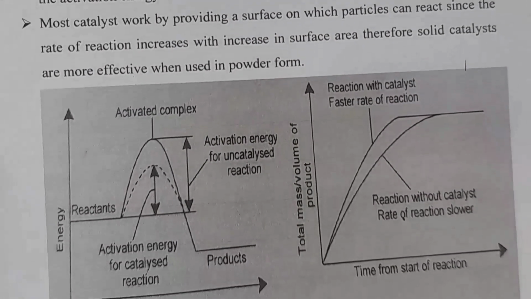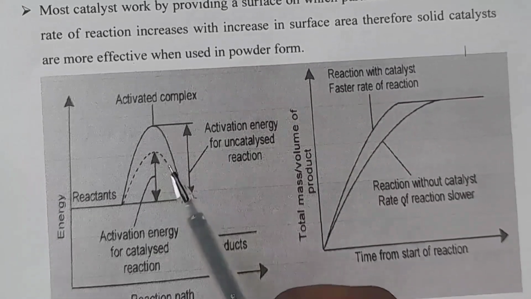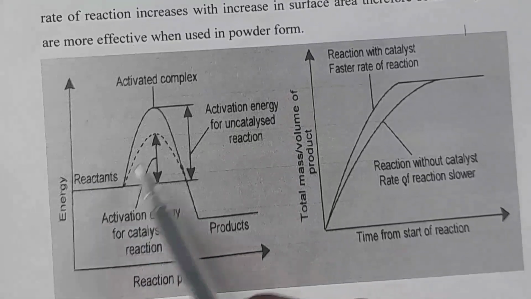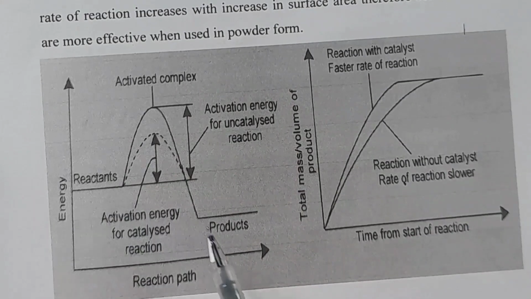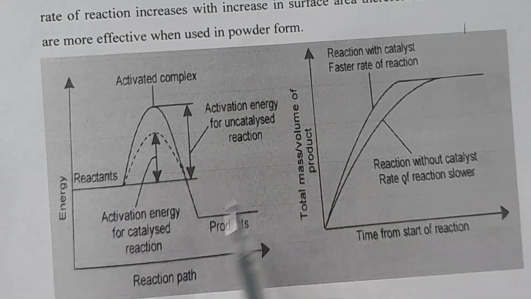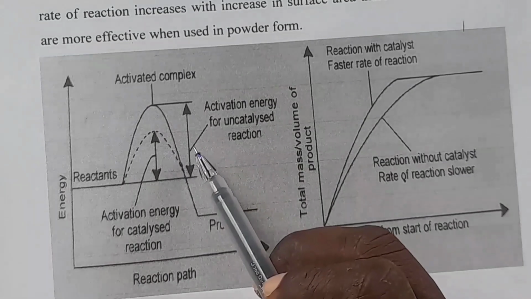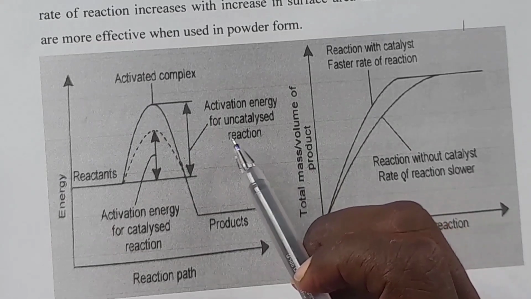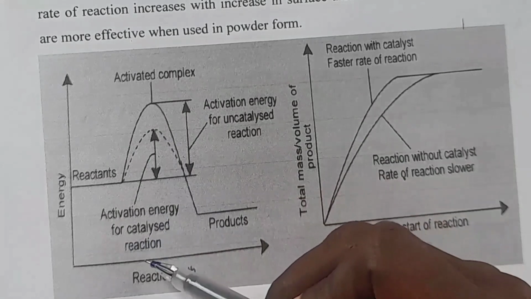So here we have graphs showing the catalyst. Here we have the energy, and here we have the reaction path. This is an energy level diagram for an exothermic reaction because the products have a lower enthalpy content compared to the reactants. Here is the activation energy for the uncatalyzed reaction. But when we use a catalyst, the activation energy is lowered. So this is the activation energy for the catalyzed reaction.